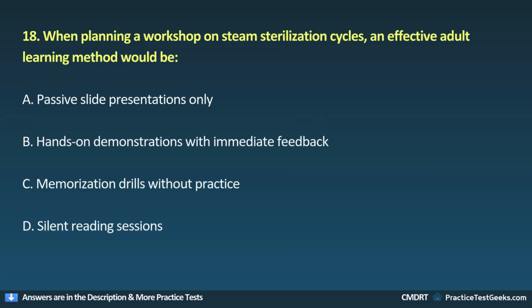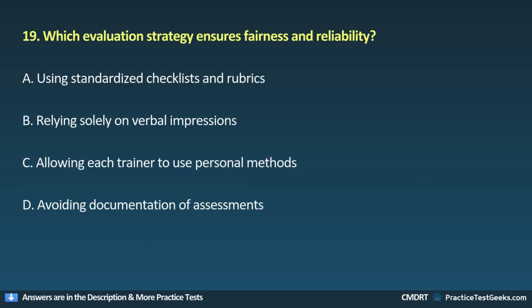18. When planning a workshop on steam sterilization cycles, an effective adult learning method would be: A. Passive slide presentations only. B. Hands-on demonstrations with immediate feedback. C. Memorization drills without practice. D. Silent reading sessions.